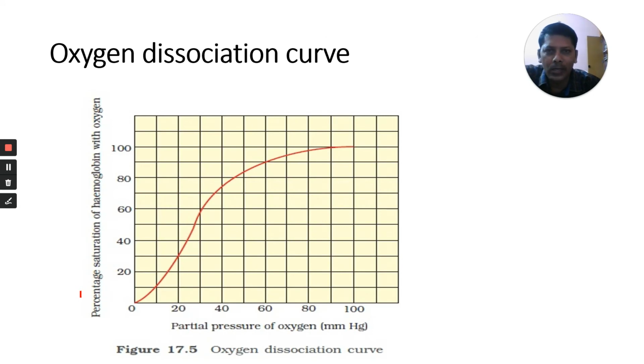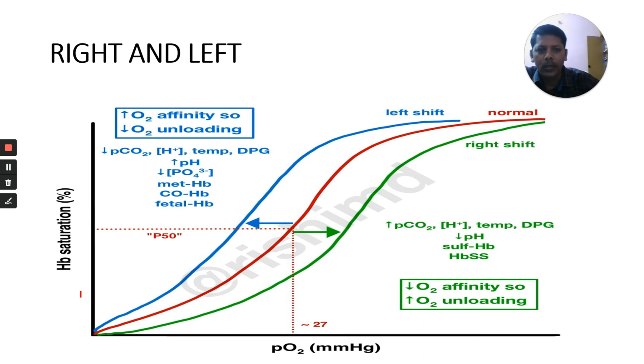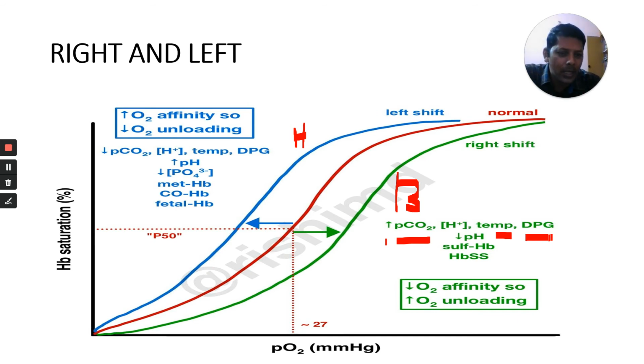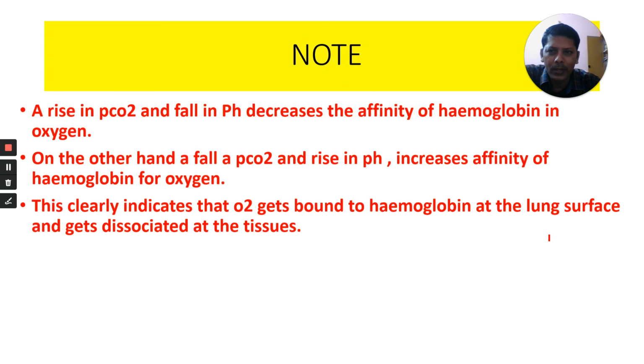This is the oxygen dissociation curve. This is the right shift, this is the left shift. What is causing this right shift? This is the Bohr effect, and this is the Haldane effect. Here, carbon dioxide is more, higher temperature, lower pH, higher H plus. These all are high, and DPG. What is DPG?